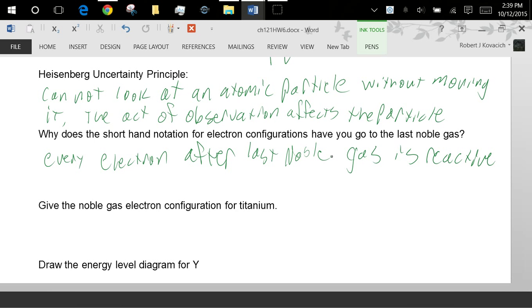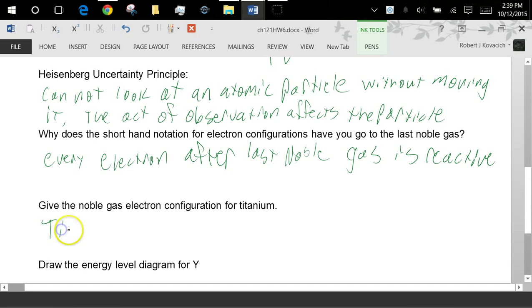Noble gas configuration for titanium. So Ti colon, back up to argon, and then I've got 4 electrons after that, so 4s2 and then 3d2, and that's it.